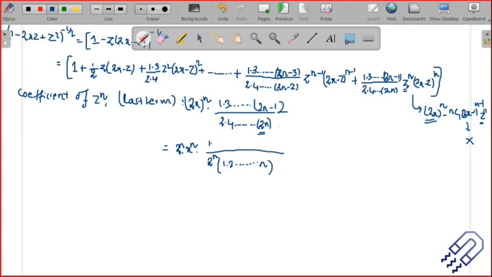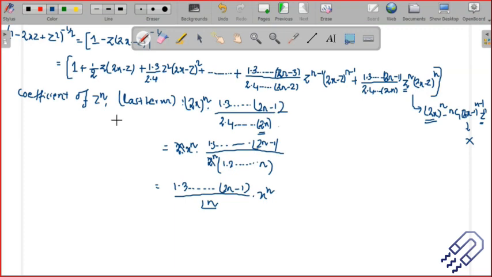I'm going to just keep it like this: 1, 3, and then it is 2n minus 1. So that means this 2 to the power n will get cancelled out, and finally what I have is 1, 3, and then 2n minus 1 divided by 1, 2, 3 up to n, that means it is factorial n, so I'll write it down as factorial n into x to the power n. So this is the coefficient of zⁿ from the last term.